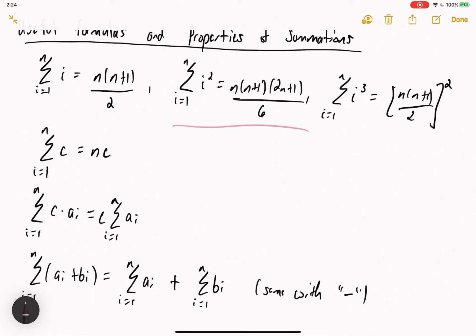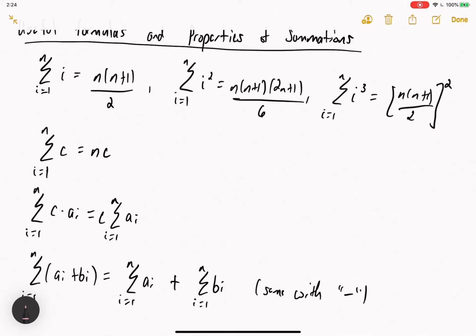And the second one will be the same thing, but instead of just having those numbers, you'd have them squared. And the last one would be the same one, but cubed. So if they're squared, then you get n times n plus 1 times 2n plus 1 divided by 6. If it's i cubed, then you get n times n plus 1 divided by 2, and the whole quantity squared.